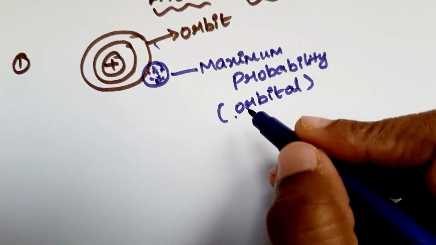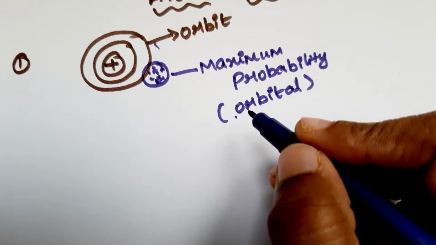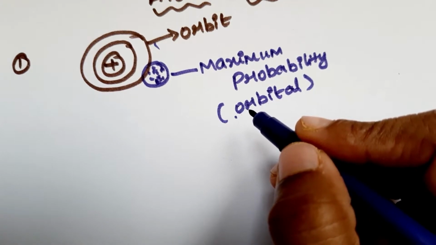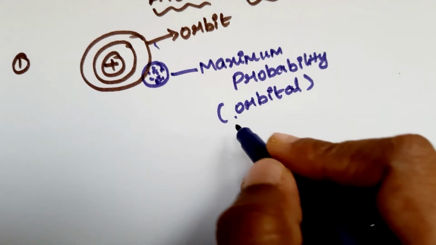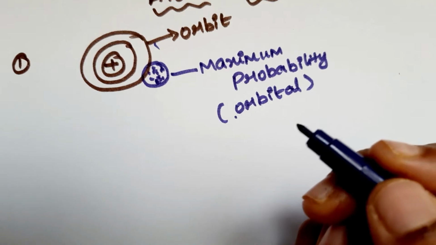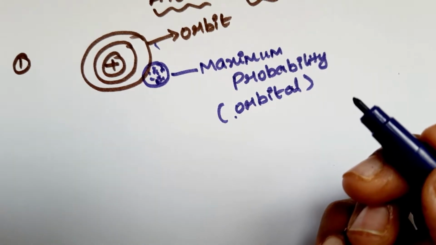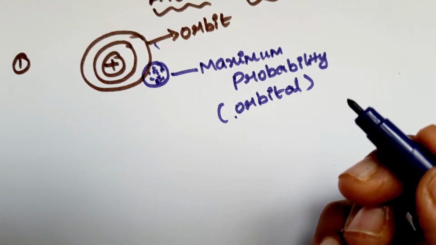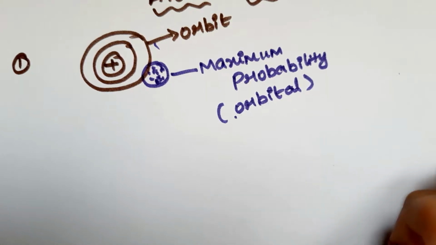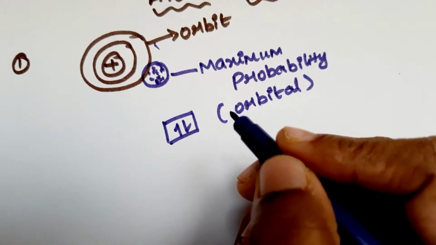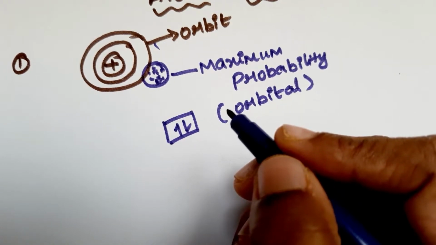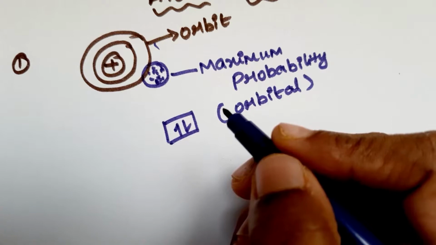In an orbital, how many electrons can be accommodated? Only 2. According to which rule? According to Pauli's exclusion principle, which I already explained in the previous concept. That means the maximum electron accommodation in an orbital is 2. One is in clockwise and another one is in anti-clockwise direction.